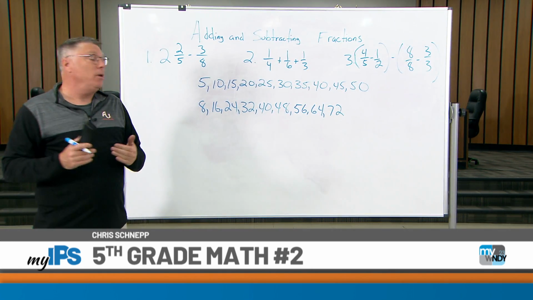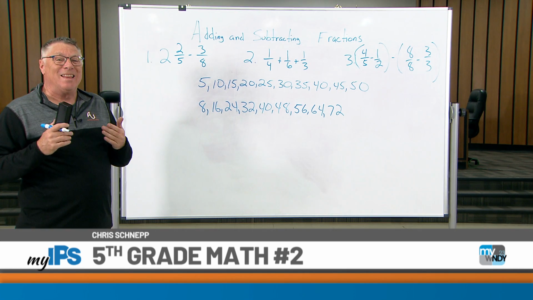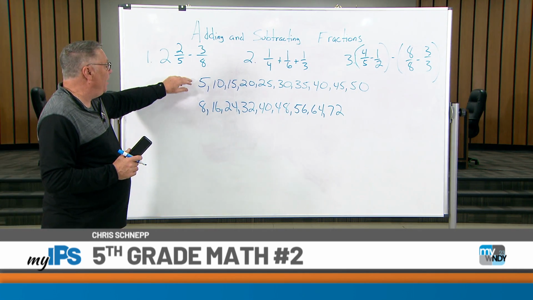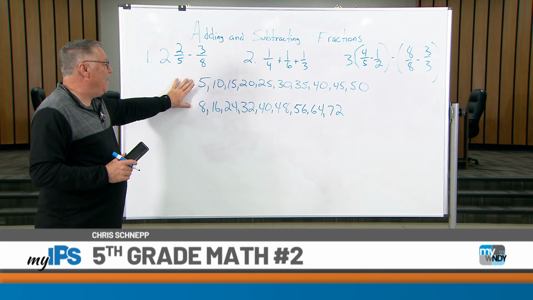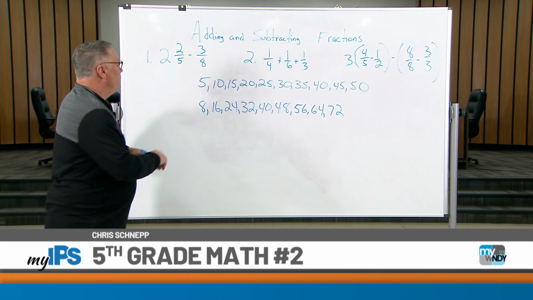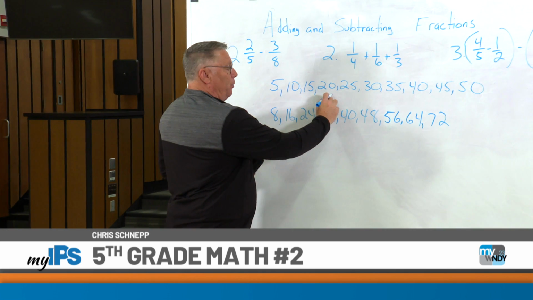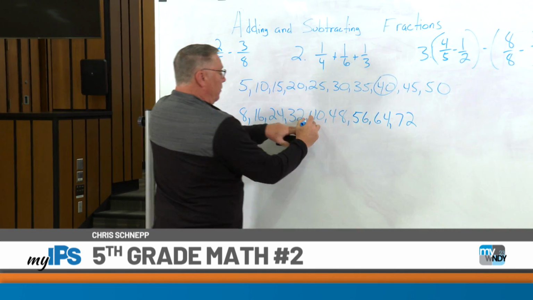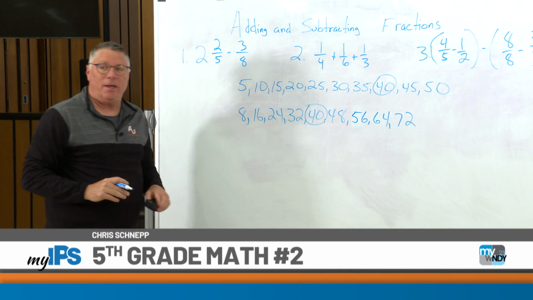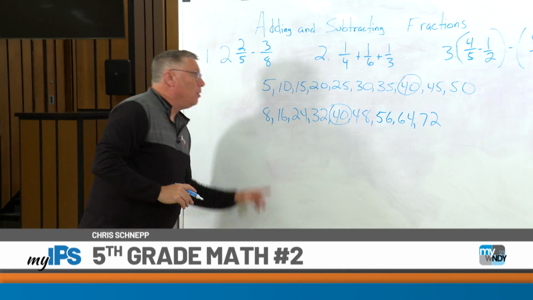So what I'm going to do is look for the least common multiple. I'm going to find a number up here and a number up here that are the same, but it's the smallest of all of them. So I go down through here and I see a 40 here and I see a 40 there. So that would be our least common multiple.